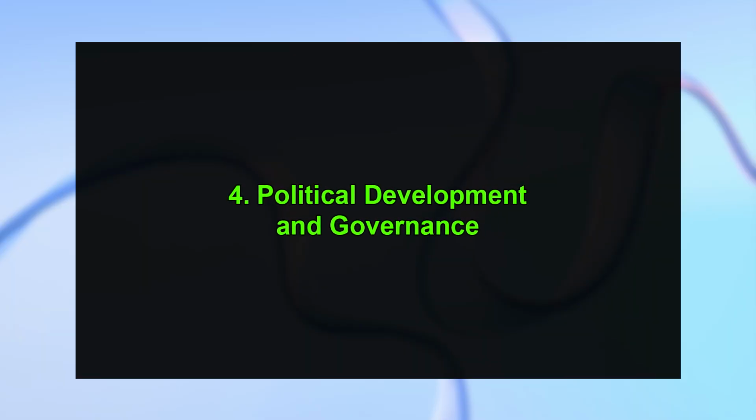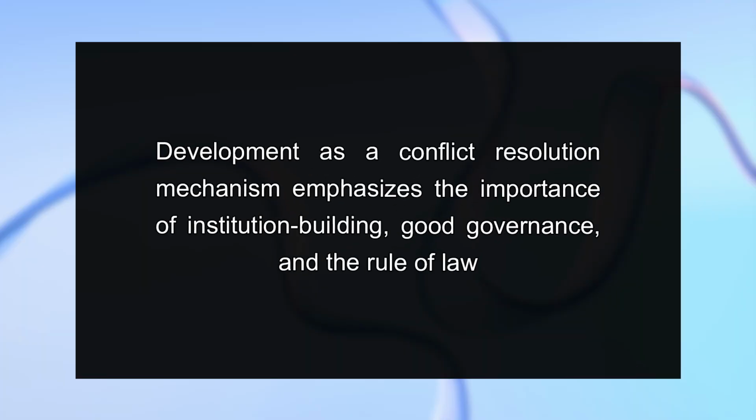Fourth, political development and governance. Weak governance structures and political instability are often catalysts for conflicts. Development as a conflict resolution mechanism emphasizes the importance of institution building, good governance, and the rule of law. Transparent and accountable political systems contribute to stability by addressing political grievances and power imbalances.